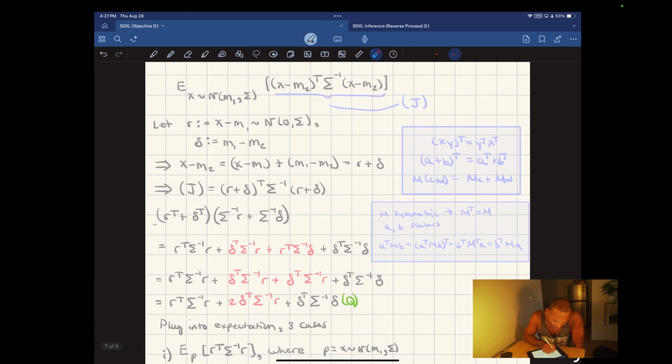So we're going to call R x minus m1, and then delta is m1 minus m2, okay? So now we're going to look at x minus m2, right? And then we're going to say x minus m2 is equal to this, which is R plus delta, right? Because the m1s are just going to cancel out, and that gives us x minus m2, okay? So x minus m2 is equal to R plus delta. So we're going to put R plus delta into these two, and we get this.